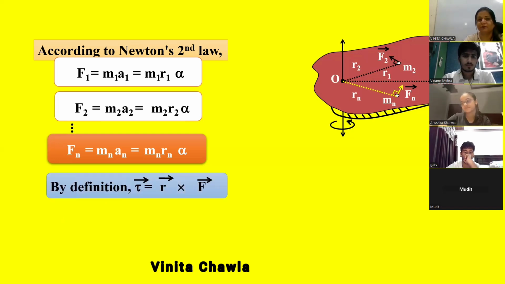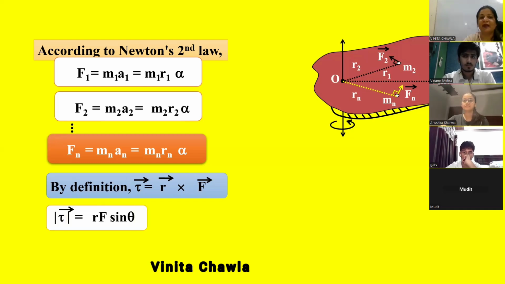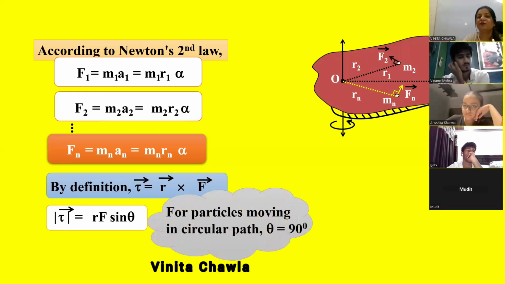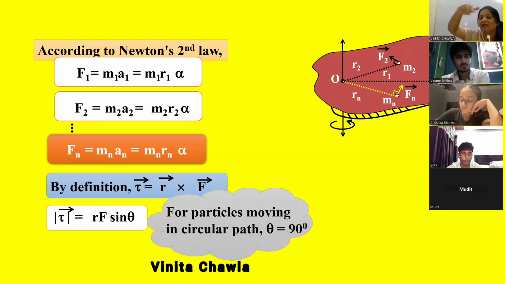Clear? So by definition, torque is the vector product of vector r and vector F. So we can write the magnitude of torque as r F sin theta. Cross product gives sin theta. r F sin theta. So for particles moving in a circular path, what is the angle between vector r and vector F?